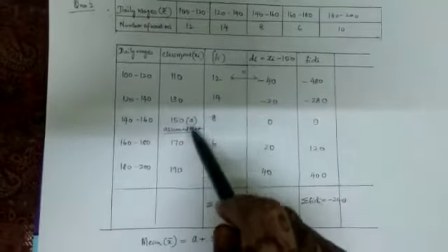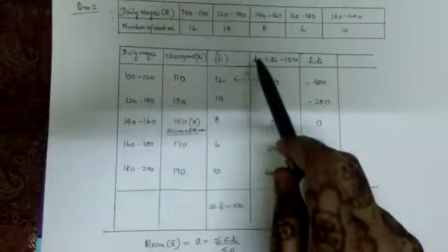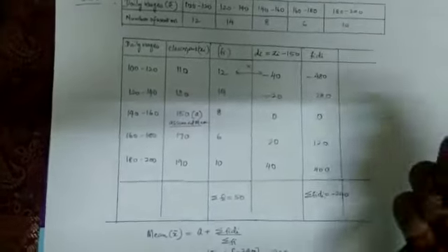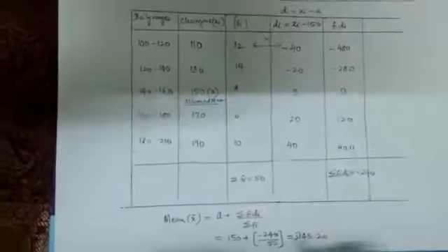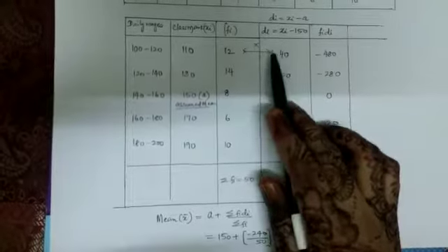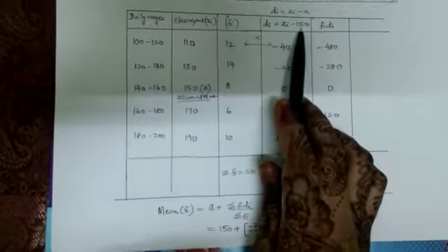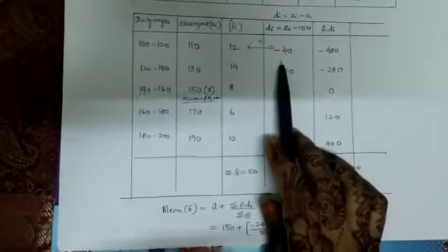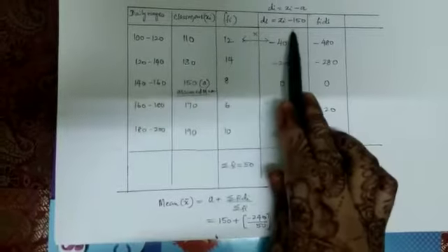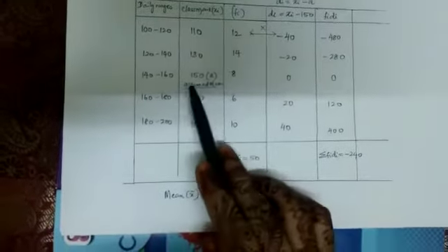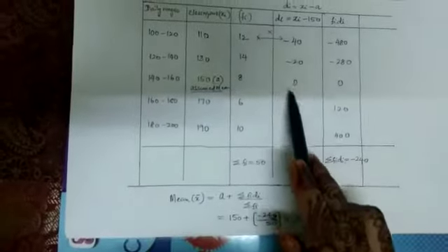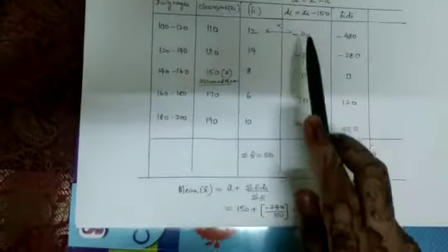Now what to do with this? A new column will be introduced, which is called the deviation column, that is called di. Now what is this di? di is nothing but xi minus assumed mean. I'll be writing here di is equal to xi minus A. So when I do xi minus A, 110 minus 150, I'll be getting a negative number, minus 40. 130 minus 150, minus 20. 150 minus 150, I'll be getting 0. Then 170 minus 150, and all those.